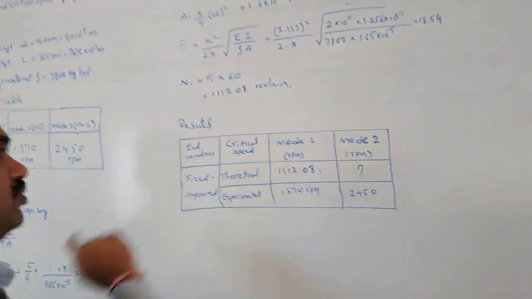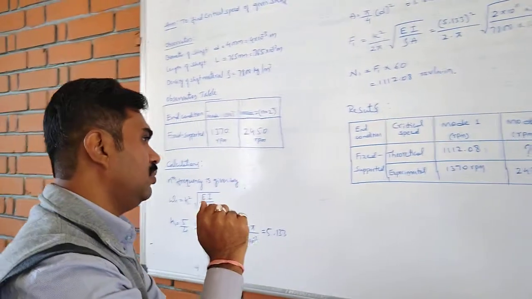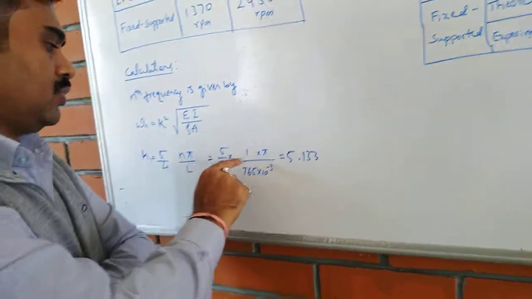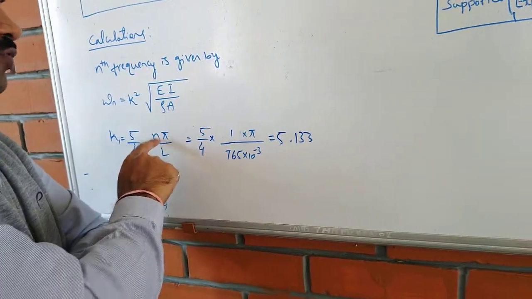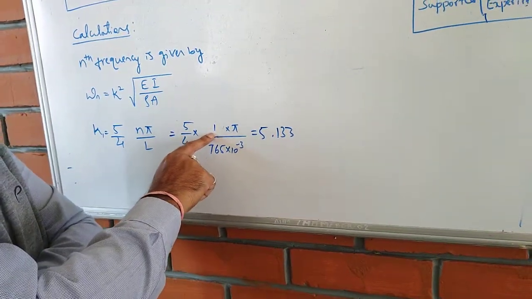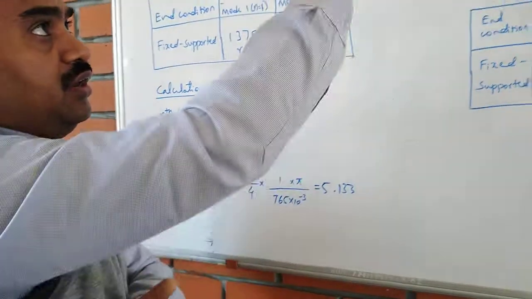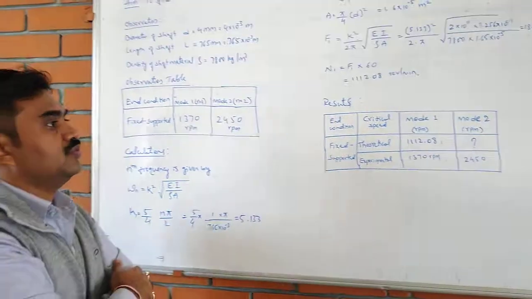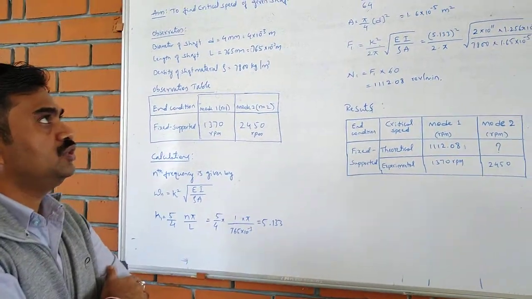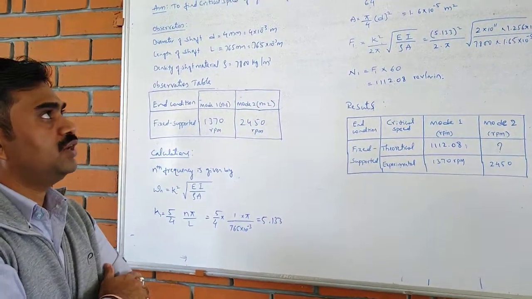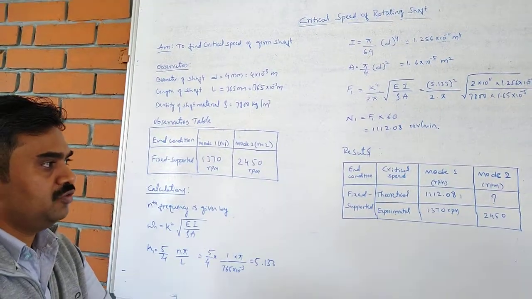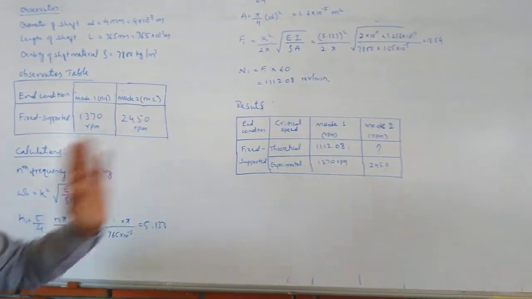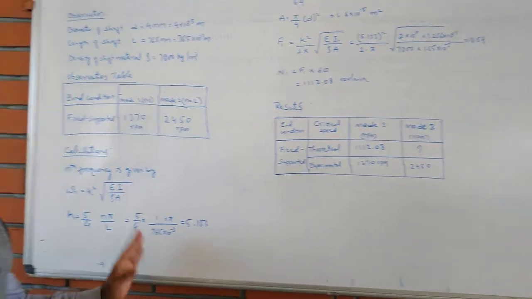And the thing to remember while finding the value of k is that the small n value will be 2 for mode 2. That is the only change, and the remaining procedure will remain the same. So calculate the value and we can complete the result table. So this will be the completion of critical speed of the rotating shaft, where we compared the critical speed of the shaft theoretically and experimentally. So this is the end of the experiment. Thank you.